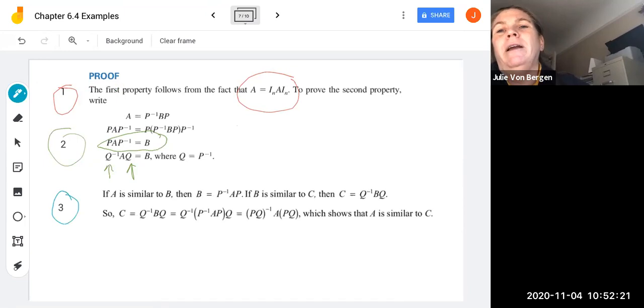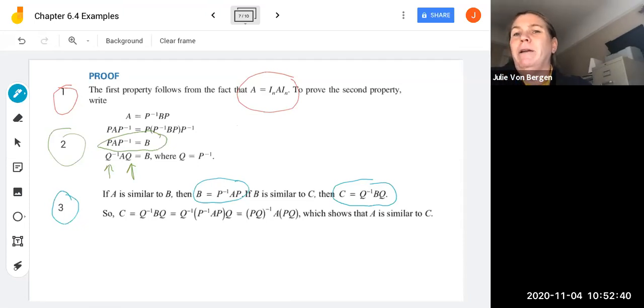And our third property, we know that A is similar to B. So we can say, well, B equals P inverse AP. And then if B is similar to C, there's some other matrix that we'll call Q, such that C equals Q inverse BQ. So then we can say, oh, well, C is Q inverse BQ, but we can replace B in here with P inverse A multiplied by P.